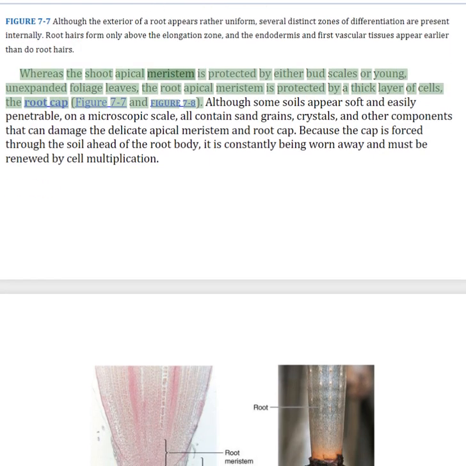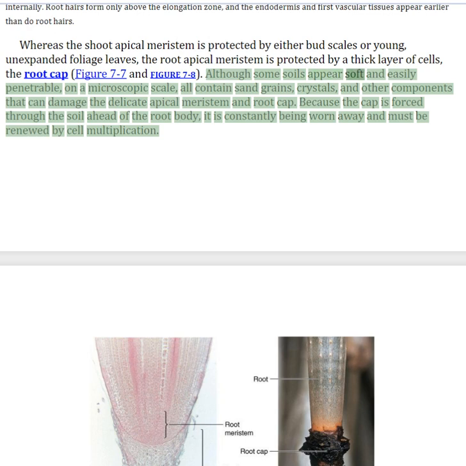Whereas the shoot apical meristem is protected by either bud scales or young, unexpanded foliage leaves, the root apical meristem is protected by a thick layer of cells, the root cap. Although some soils appear soft and easily penetrable, on a microscopic scale, all contain sand grains, crystals, and other components that can damage the delicate apical meristem and root cap.